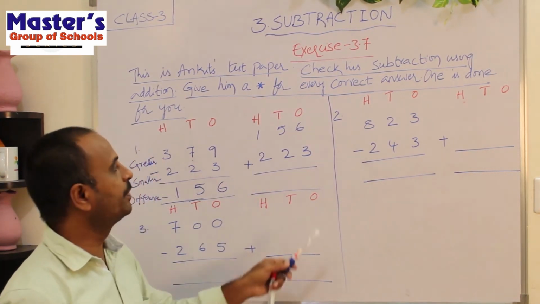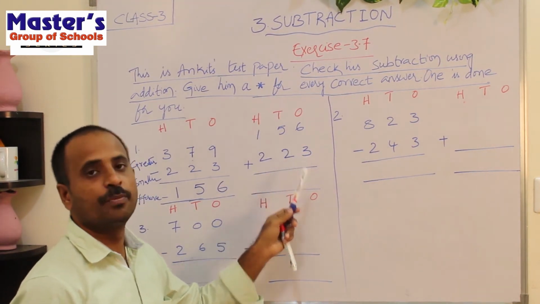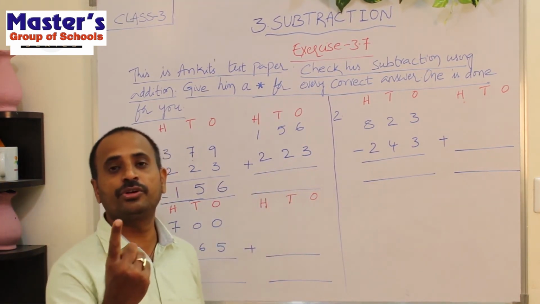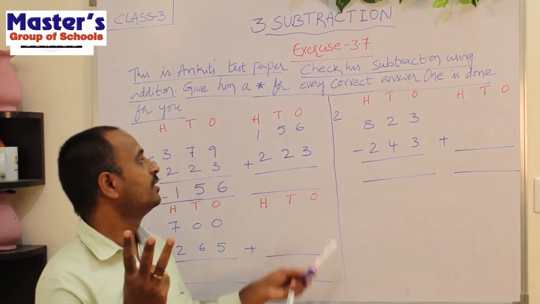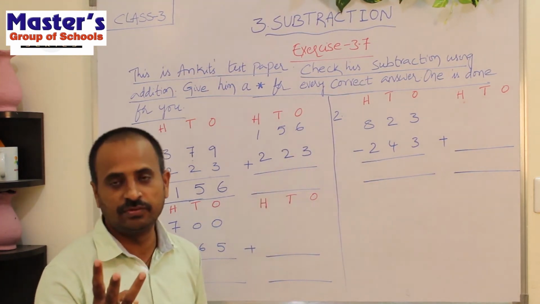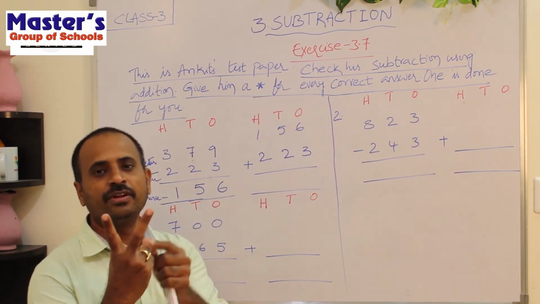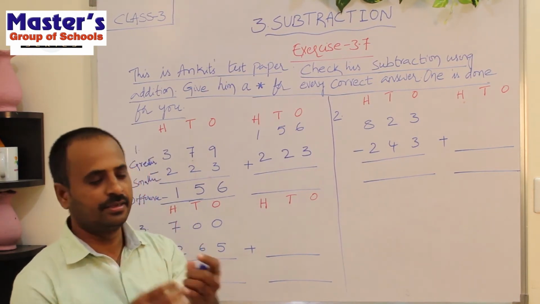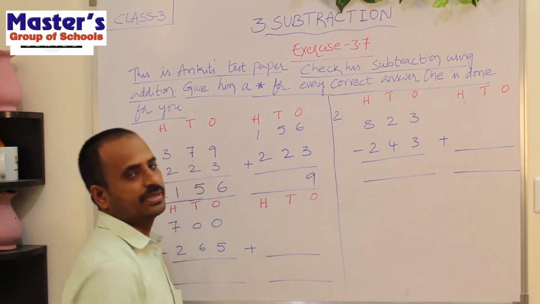So start from ones place. What is the first number? 6. Second number is 3. So open 3 fingers of your hand. 1, 2, 3. Now start counting after the first digit. What is the first digit? 6. After 6 we will get 7. So start counting from 7. 7, 8, 9. So the answer is 9. Write 9 in ones place.